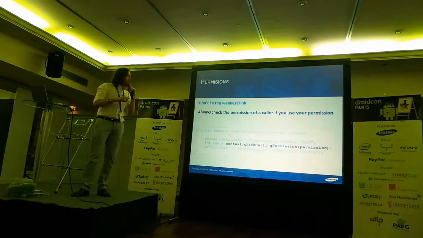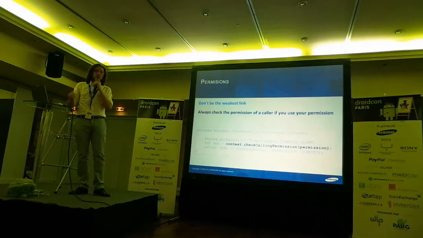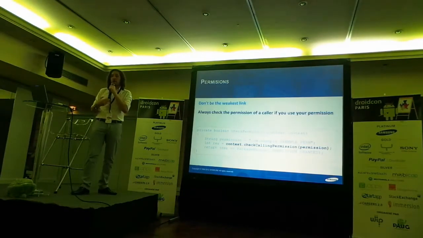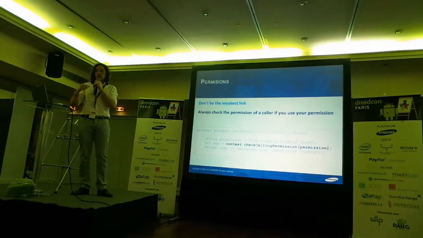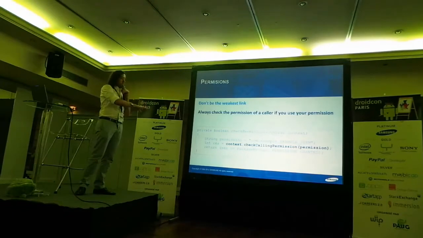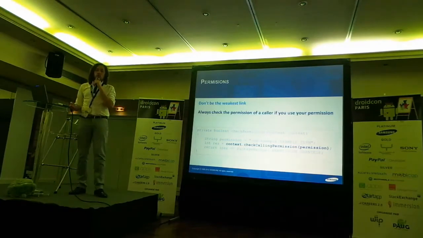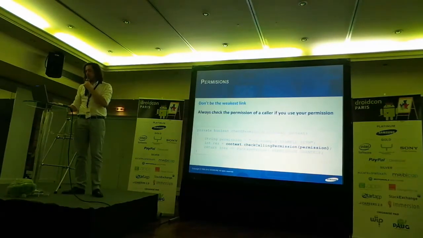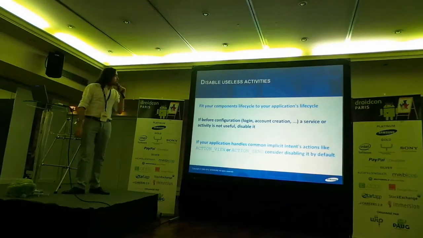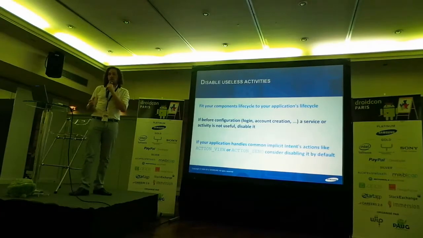So application B absolutely has to check whether the caller, the intent caller, has the same permission. You can do it very easily using the context. When you receive an intent, before acting on it, if you know that the action you are doing is sensitive, check the permission of the caller. It's one single line of code, then you test it, and you're done. You're not the weakest link. So that's done for permissions, how to close your doors inside your application.